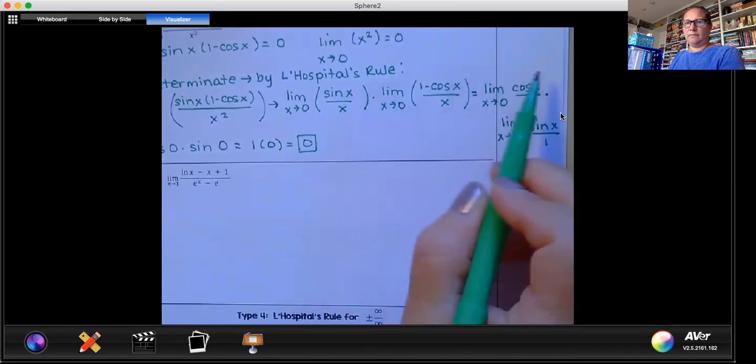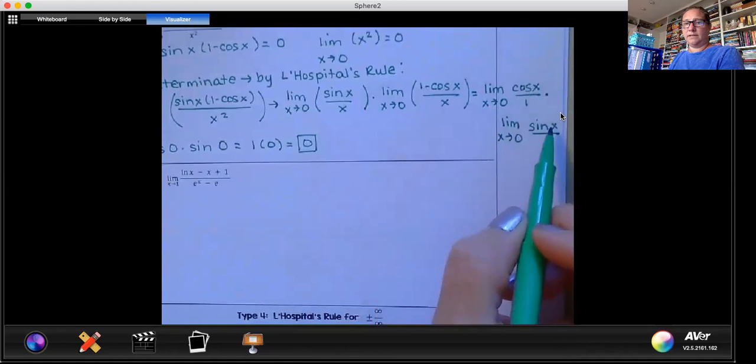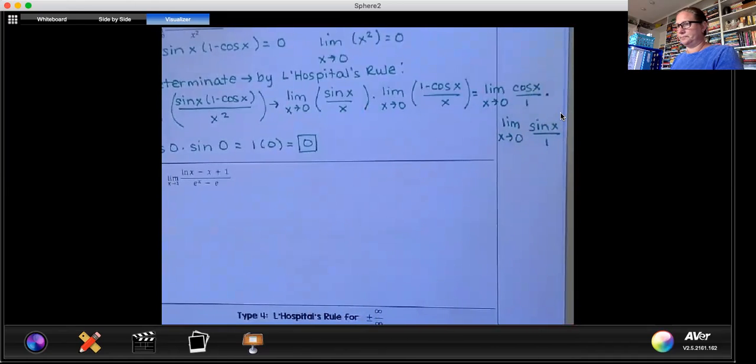Derivative of sine is cosine. Derivative of x is 1. Derivative of negative cosine is sine. Derivative of x is 1.